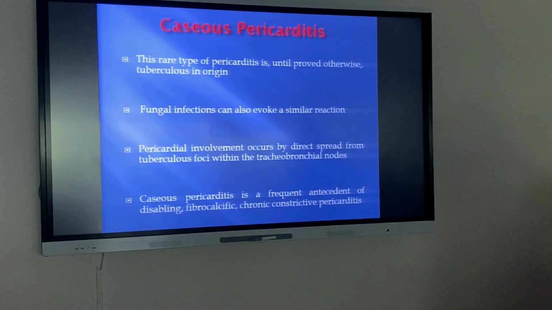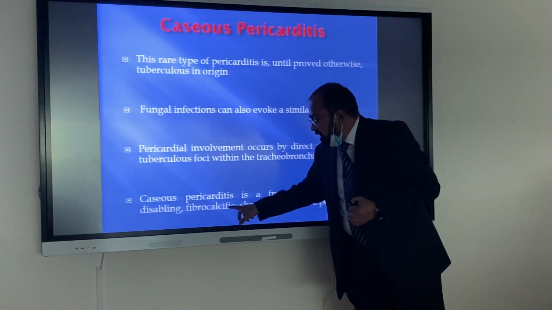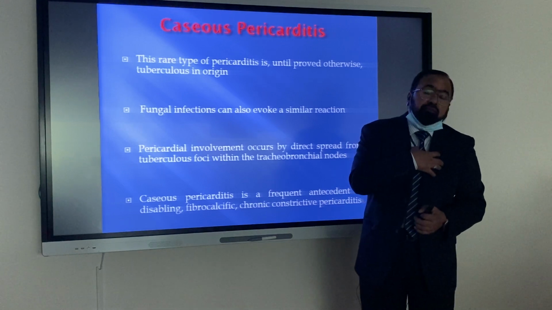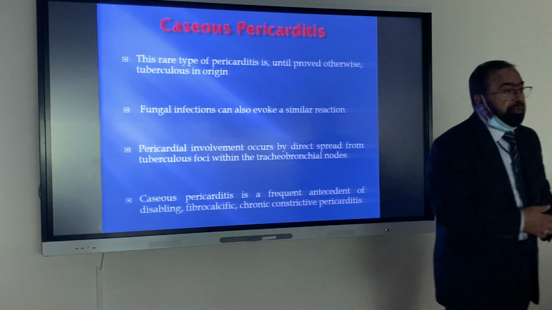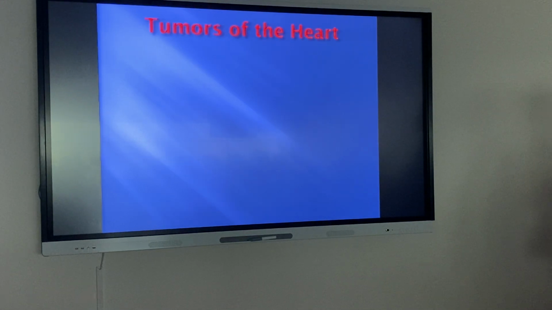You have to cut that fibrocalcific one. You have to destroy or take out this calcific thing, otherwise the heart becomes very restricted. We will discuss this when we do the last topic, okay? It will be discussed. Now we come to the tumors of the heart.